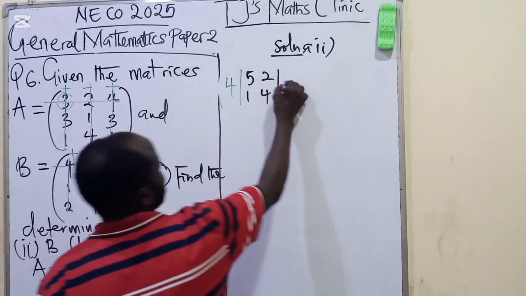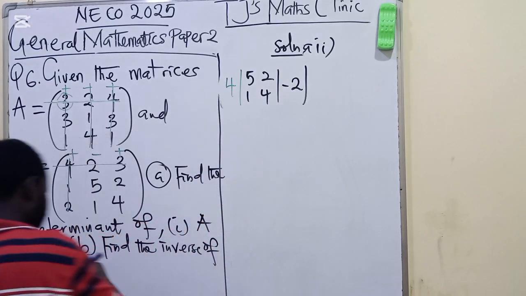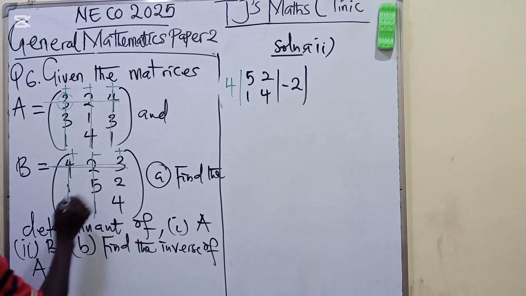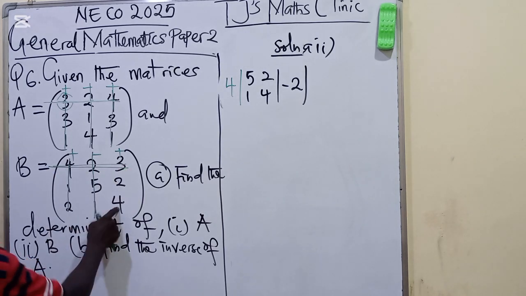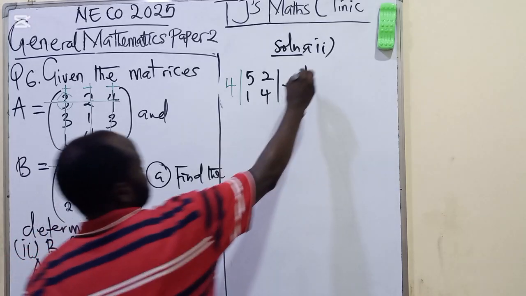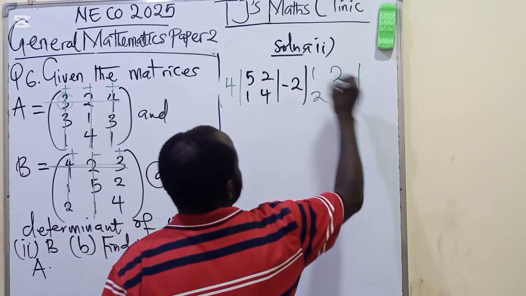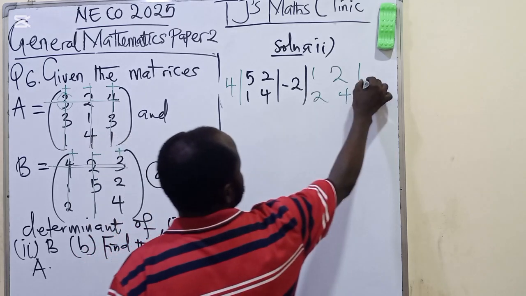That will be minus 2 now. Then we do the same. We close this column, we close this row, we are left with 1, 2, 2, 4. The last one now will be plus 3.